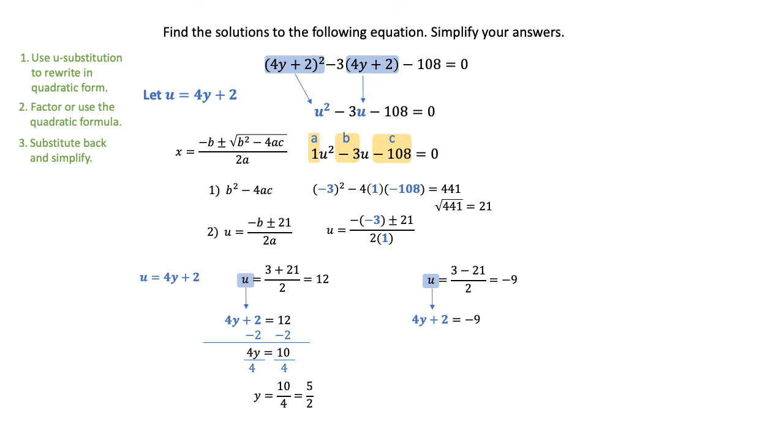And in the second one, 4y plus 2 equals negative 9, we're going to subtract 2 from both sides. That will give us a negative 11 on the right-hand side. Again, we're going to divide by 4 and keep it as a fraction, and that fraction does not reduce. So our two answers are y is equal to 5 over 2 and negative 11 over 4. Those are the two solutions to the original given equation.